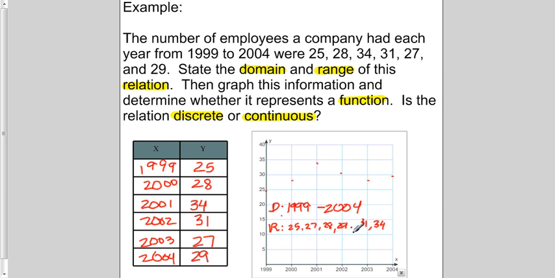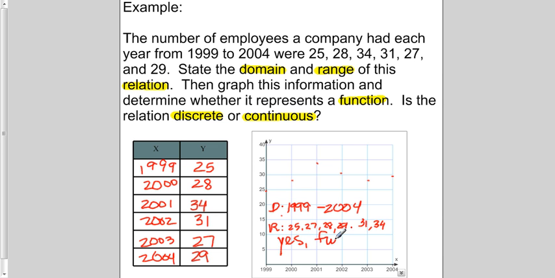Domain, x values, range, y values. The other part of the directions, state whether it represents a function. Does this represent a function? And the answer is yes, because each x value is paired with only one y value. So yes, function.